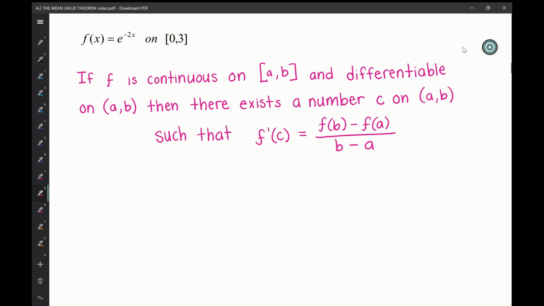Let's look at another example of using the mean value theorem, this time for the function f of x is equal to e to the negative 2x on the interval from 0 to 3.